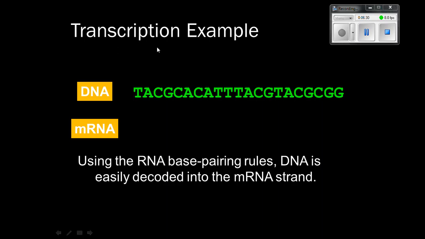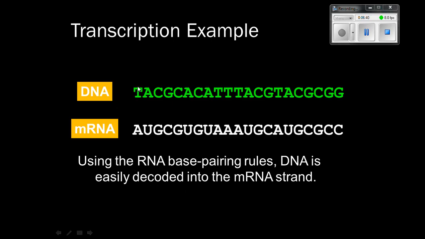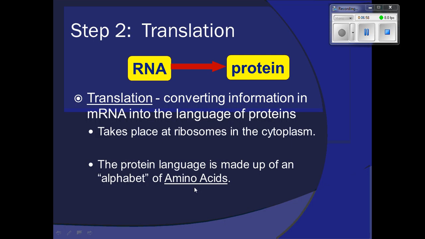For example, here's the DNA. If we want to transcribe that code using the RNA base pairing rules, DNA can be easily coded. So we have the code here, but look what we have here. There is a T in DNA, which matches with A in RNA, but no T in RNA. A in DNA pairs with U in RNA. So now we have our 3 base codes, every 3 bases codes for particular amino acids, and then we move on to the translation part.